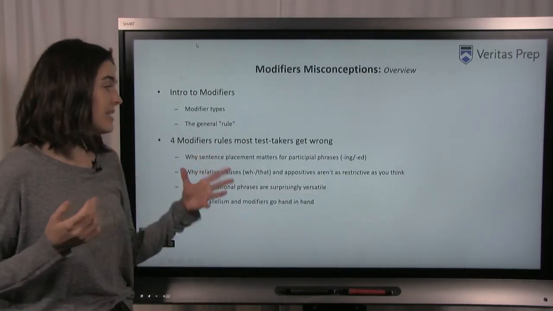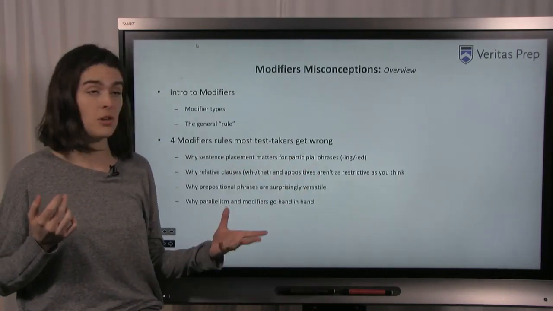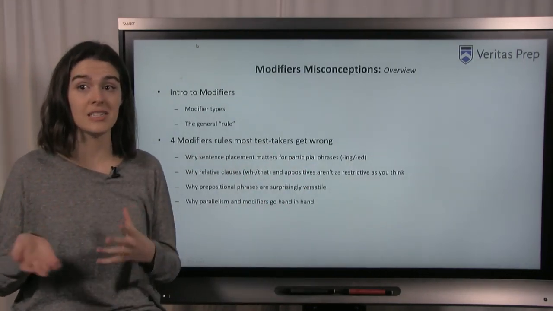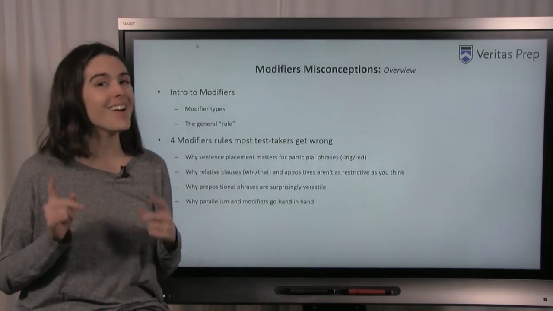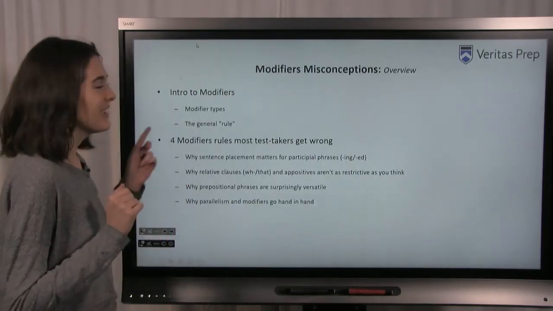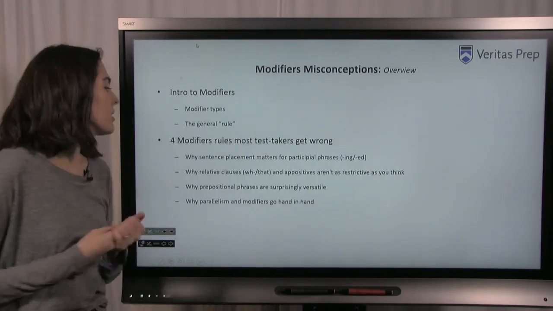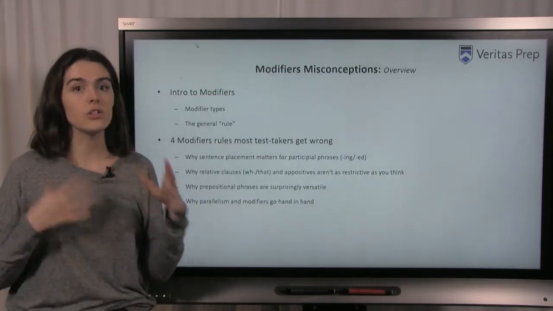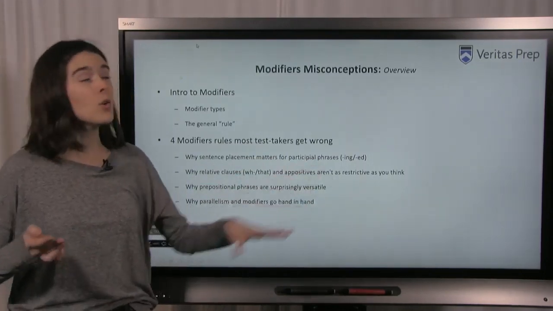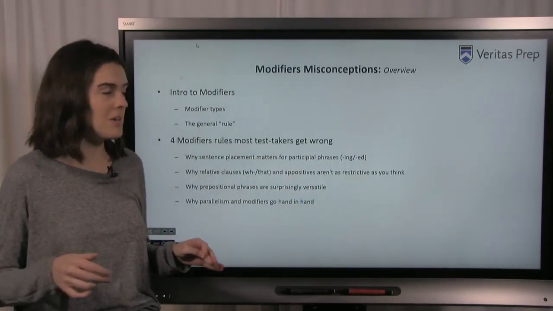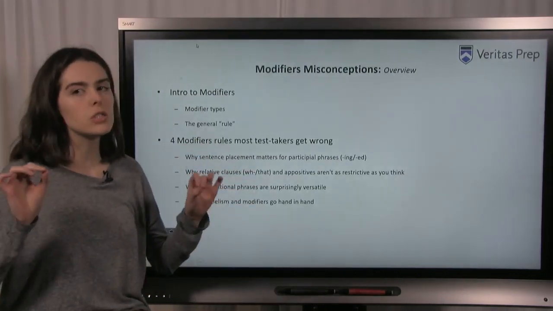So we're gonna start with why sentence placement matters for participial phrases. So that's our ing and eds. I saw a lot of you guys talking about how the answer choices rearrange things. Oh yeah, it matters. We're gonna talk about that here. Then we're gonna talk about why relative clauses, so that's our WHs and our thats, and appositives, those are our noun phrases, aren't quite as restrictive as they're made out to be. Everybody's like, which is so specific.